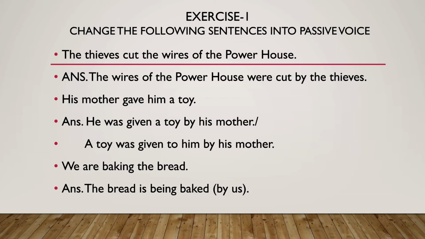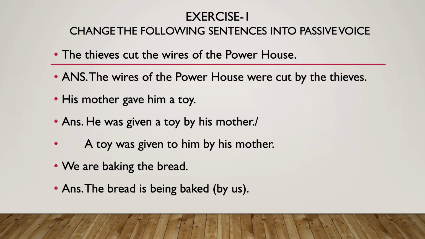And the subject of the active voice will take place at the end of the sentence as the object, and that is the thieves. And the preposition by would be used before this. So, by the thieves. Now, the rule number 3. The change in the form of the verb. In this sentence, there is the past simple tense. Don't get confused because the word cut, its second form of the verb is the same, cut.